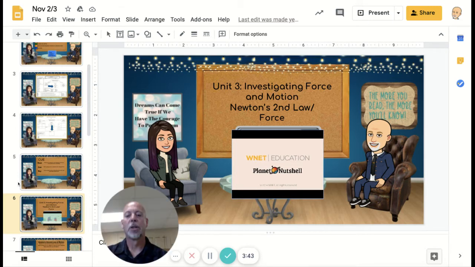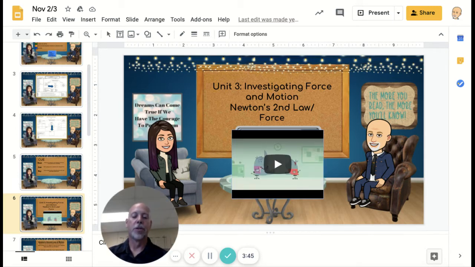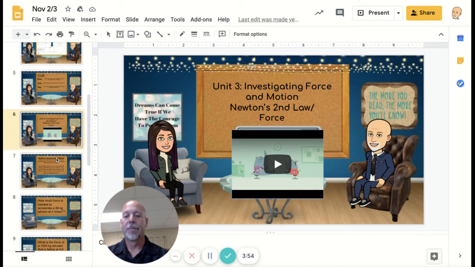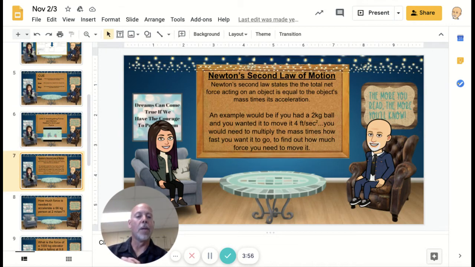All right, so that is your introduction to Newton's second law, force, and the calculation for that. So, moving on, Newton's second law of motion. Newton's second law states that the total net force acting on an object is equal to the object's mass times its acceleration. So F equals ma, mass times acceleration.